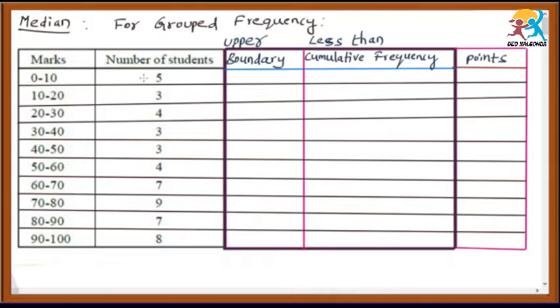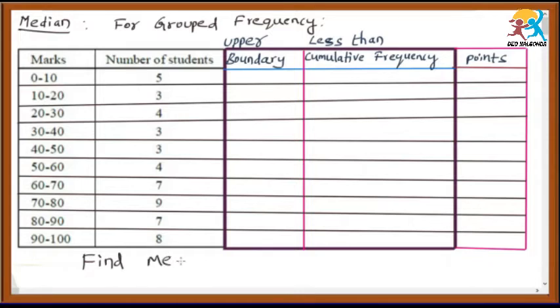0 to 10 marks, number of students is 5. So 10 to 20 marks, 3 students, and 20 to 30 marks, 4 students, 30 to 40, 3 students. Like that this question is given. For this grouped frequency table, we have to find out the median.